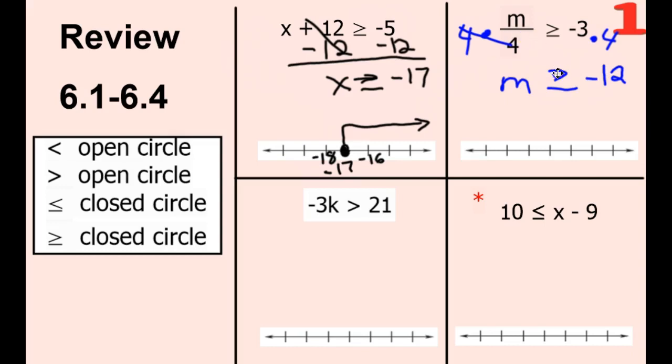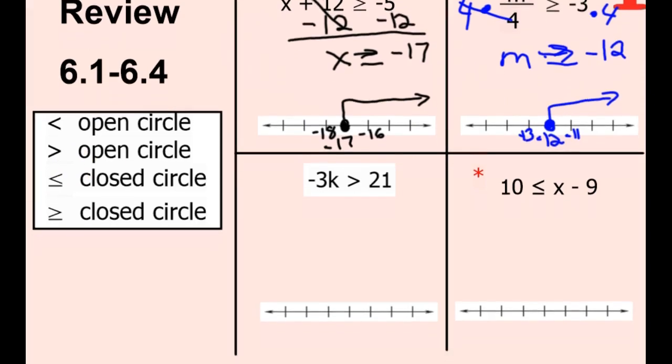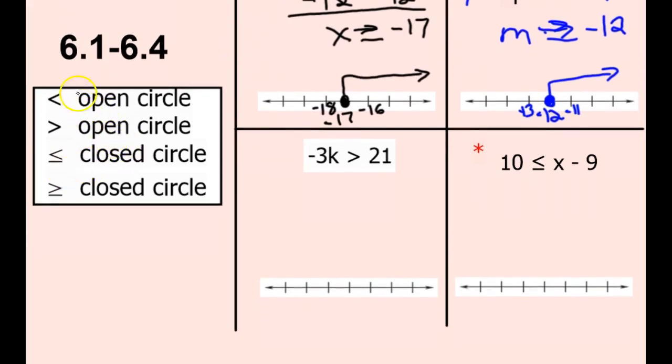Again, we have a line underneath our symbol, so we have a closed circle at negative 12. Again, it's pointing to the right, so we draw an arrow to the right. 1 greater is negative 11, 1 less is negative 13. Over here, we have a key for you to tell if it's open circle or closed circle. The two with the line underneath it are closed, without the line it's open.